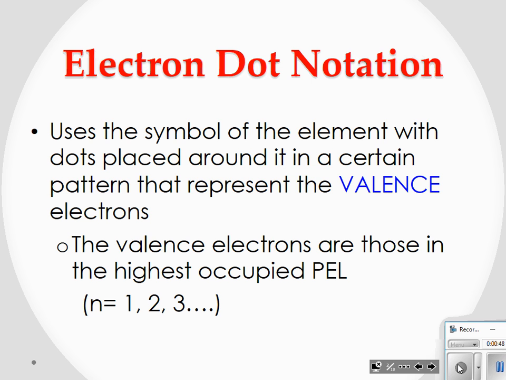The electron dot notation uses the symbol of the element with dots placed around the symbol in certain spots. These dots will represent the valence electrons. Go ahead and take out your periodic table. We're going to be needing that, so have it handy. The valence electrons, remember, are the electrons on the outermost energy level.